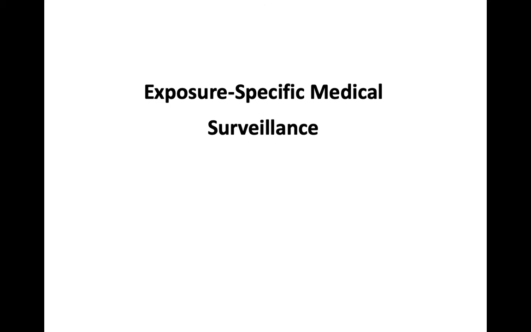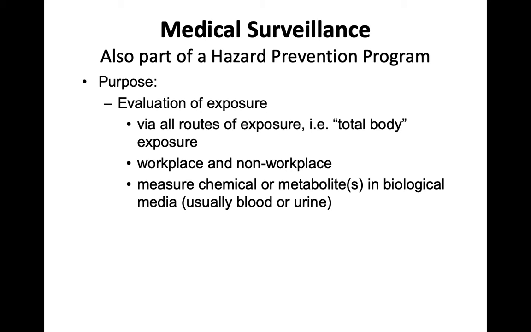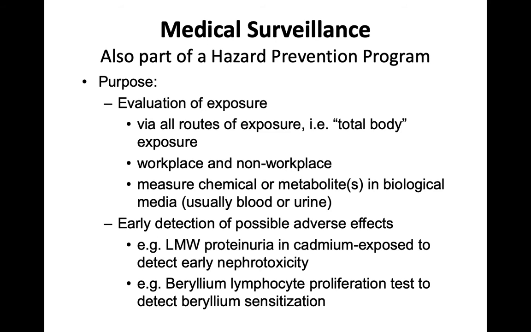So, exposure specific medical surveillance. This is also part of a hazard prevention program. This includes the purpose evaluation of exposure via all routes of exposure, the total body, workplace and non-workplace, and they measure chemical or metabolites in biological media, usually the blood or the urine. And early detection of possible adverse effects. So proteinuria in cadmium exposed individuals to detect early nephrotoxicity, and beryllium lymphocyte proliferation test to detect beryllium sensitization.